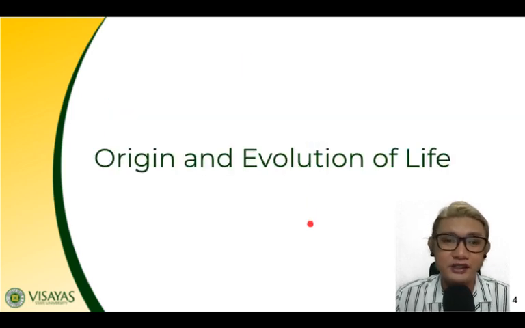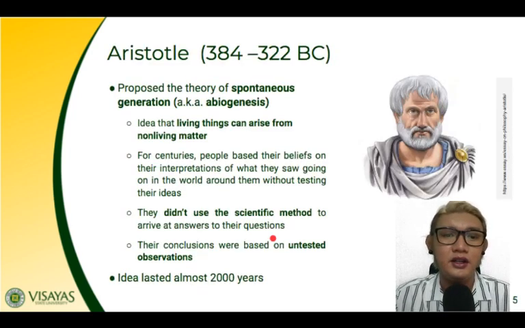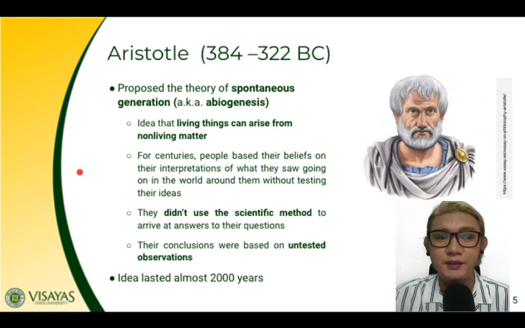Now, first, we will talk about the origin and evolution of life. So, a long time ago, it was Aristotle who proposed the theory of spontaneous generation, otherwise known as abiogenesis. This is an idea that living things can arise from non-living matter.